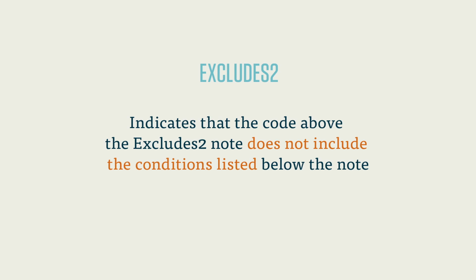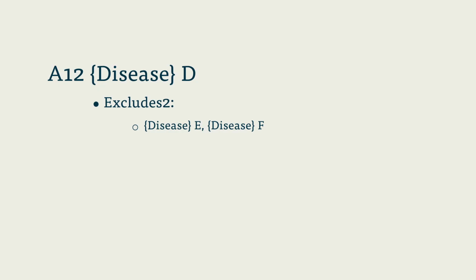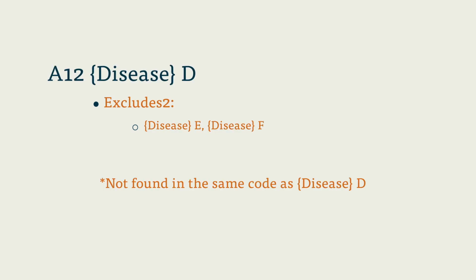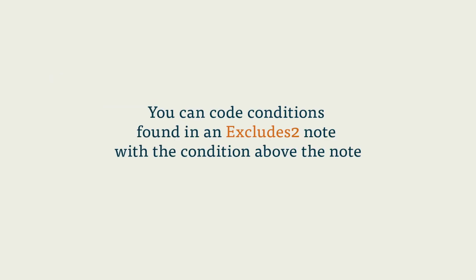Excludes 2 is the other new excludes note. An excludes 2 note indicates that the code above the note does not include the other conditions listed below the note. Let's take another look at our simplified example. A12, disease D, excludes 2, disease E, disease F. This excludes 2 note means that while disease E and F might be pertinent to or related to disease D, they're not found in the same code as disease D. Unlike excludes 1, you can code conditions found in an excludes 2 note with the condition above the note. You can think of excludes 2 as sort of like see also, while an excludes 1 note is more like a see note.